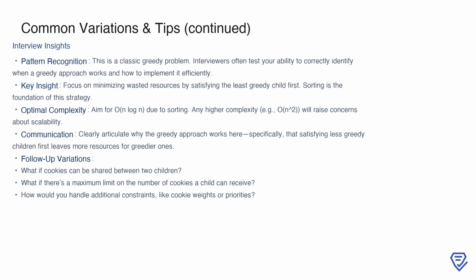Communication is also critical. Clearly explain why satisfying the less greedy children first leaves more resources for the greedier ones. Additionally, be ready to discuss follow-up variations, such as handling shared cookies between two children, introducing a maximum limit on the number of cookies a child can receive, or adding constraints like cookie weights or priorities. These variations test your ability to adapt the core solution to new requirements.